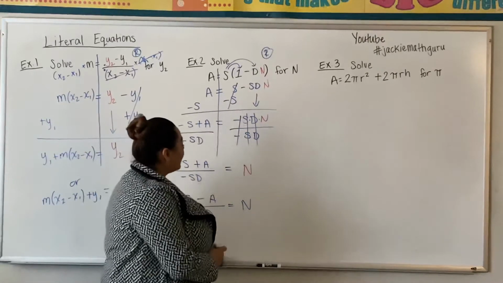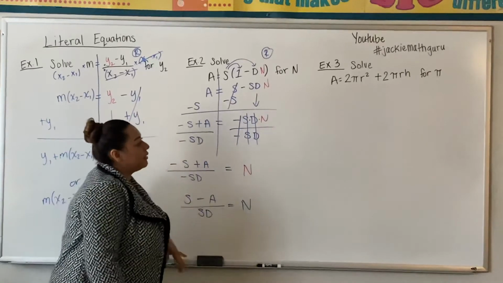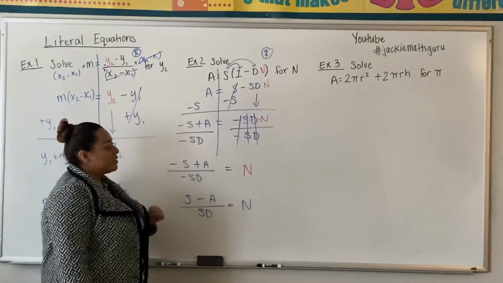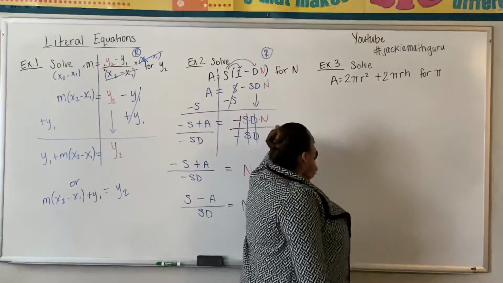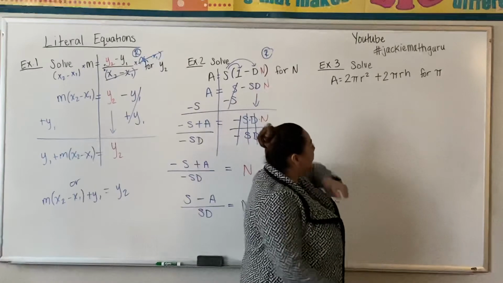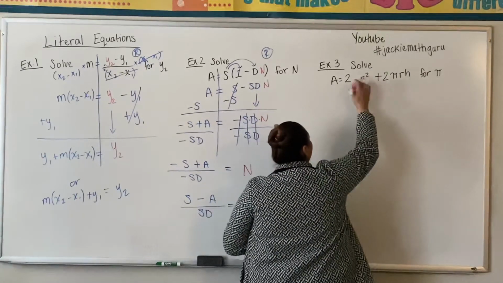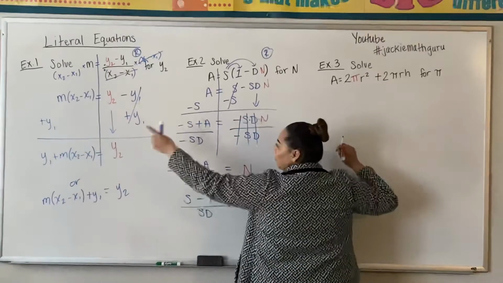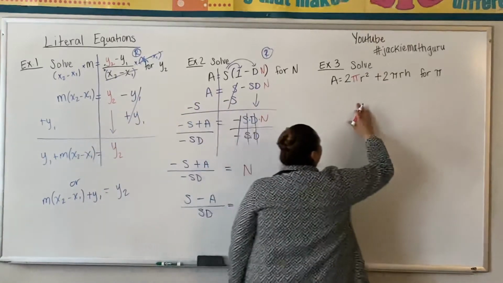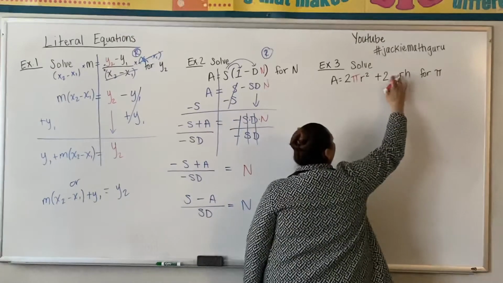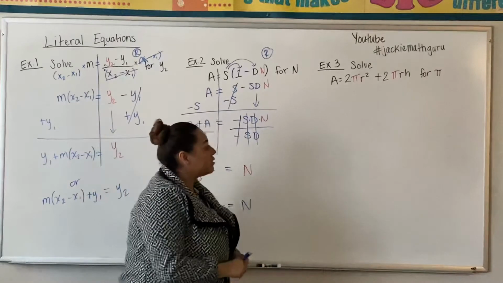And for example number 3, example number 3 is a little bit different than these, just because they're asking us to solve for pi. So we have a equals 2 pi r squared plus 2 pi rh. The reason why I say it's a little bit different is because for examples 1 and 2, we just had it once in here. For example number 3, we have pi twice. So how are we going to solve for this one?